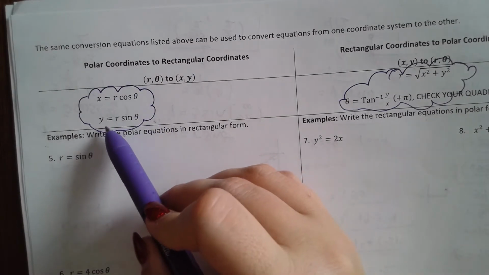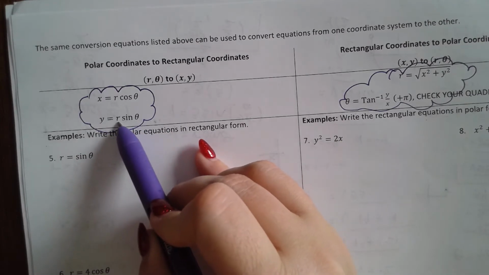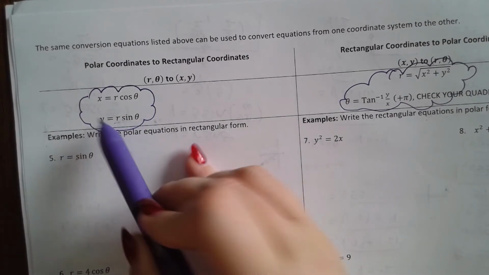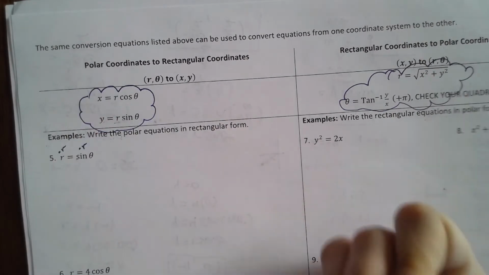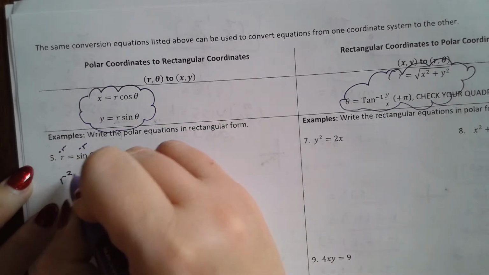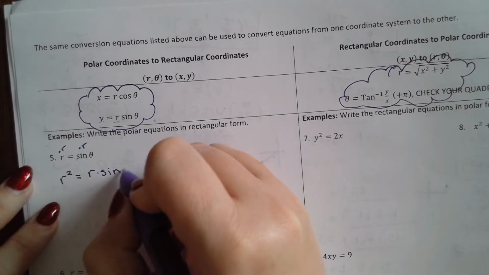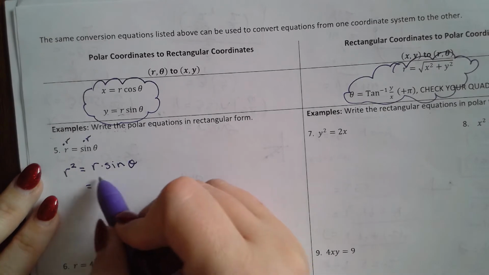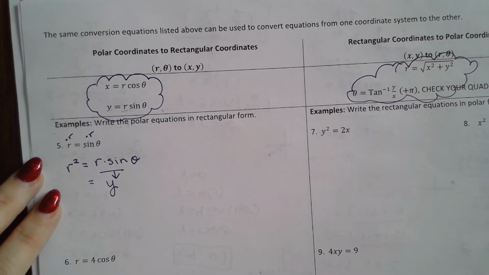Well, we know that if I had an extra r in front of the sine, which I don't have, then I could replace all of this with y. So my first step here is I'm going to multiply by r on each side, because if I do it to one side, I have to do it to the other. So on this side, I have r squared. And on this side, I then have r times sine of theta. Well, we know that r times sine of theta is the same thing as y. So I can replace that whole thing with y.